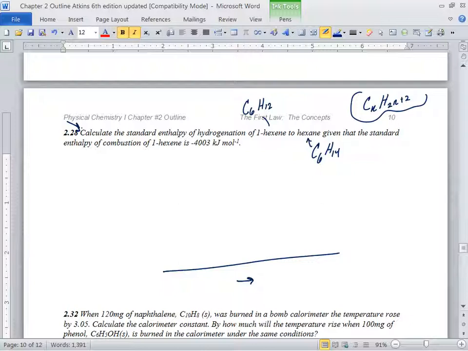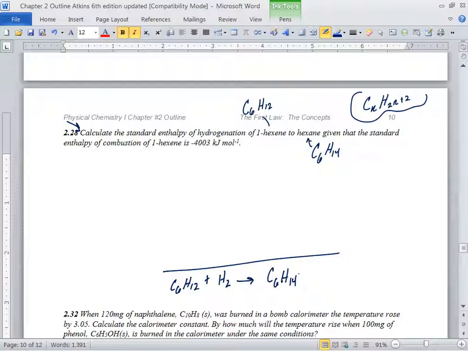C6H12. On which side? The left side, the reactant side. And we're doing hydrogenation. That's just adding what? H2. You're just adding H2. So we'll add an H2, and you get what? Hexane. Is it balanced? It's balanced. Okay. So this is a Whose law problem?